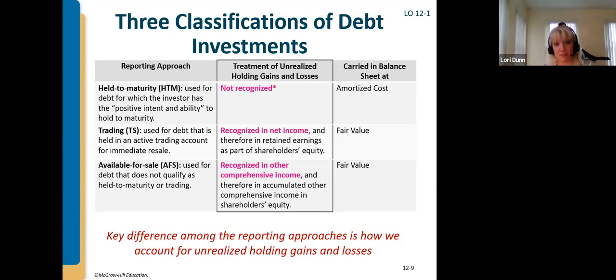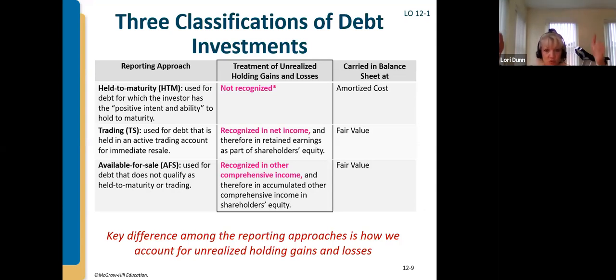The other extreme is our first one. You buy the debt and you say, we really want to hold this till it matures. And that's our intent. And we can. We have the financial ability to do that. Then you put it in the held to maturity category. So sell really quick, trading. Hold it for the long run till it matures, held to maturity category.